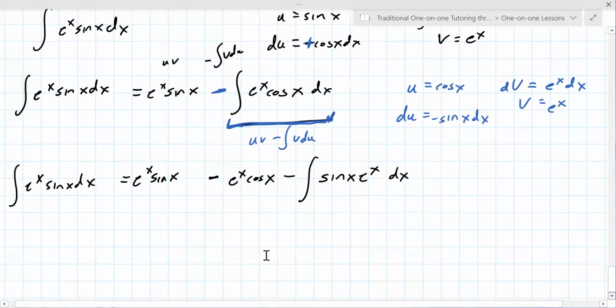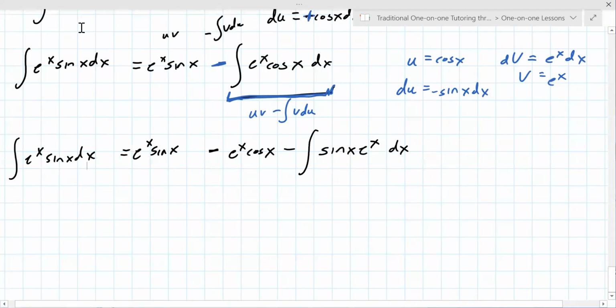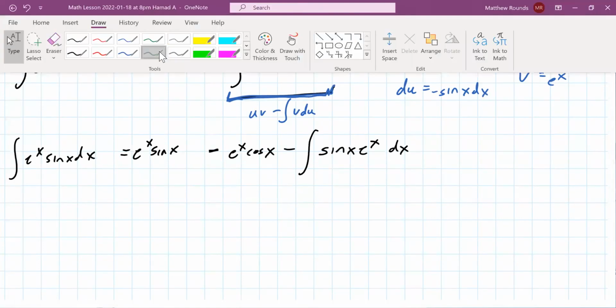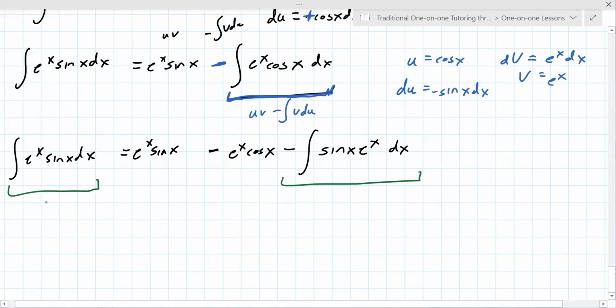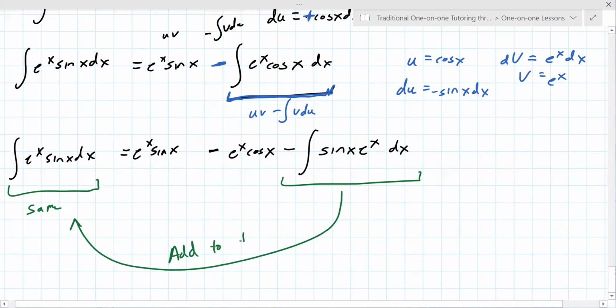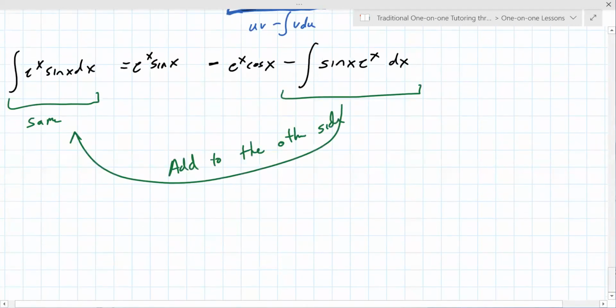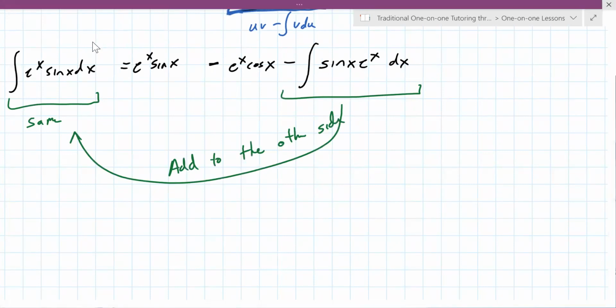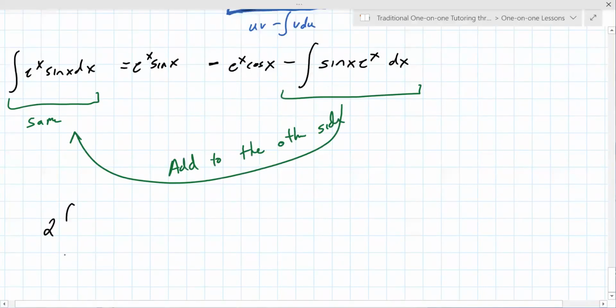Okay, and then you got this one here, which is the same. This in green. These are the same. So you literally move this to the other side. You add to the other side. Is it going to be 2 integral e to the x sine? Yep, 2 integral e to the x sine x dx equals e to the x sine x minus e to the x cosine x, and then you divide by 2.